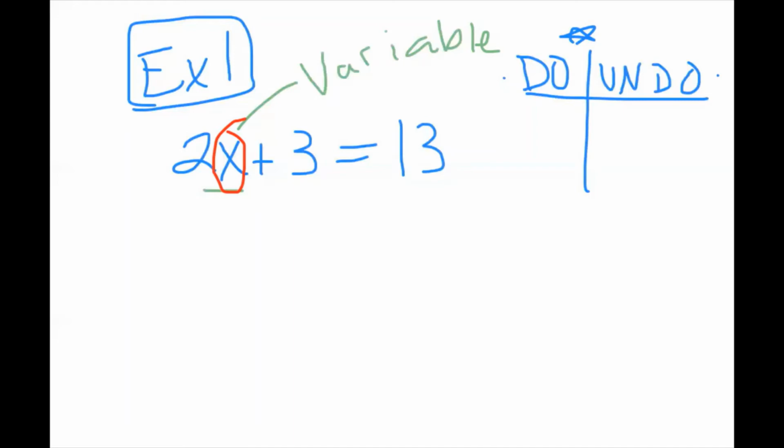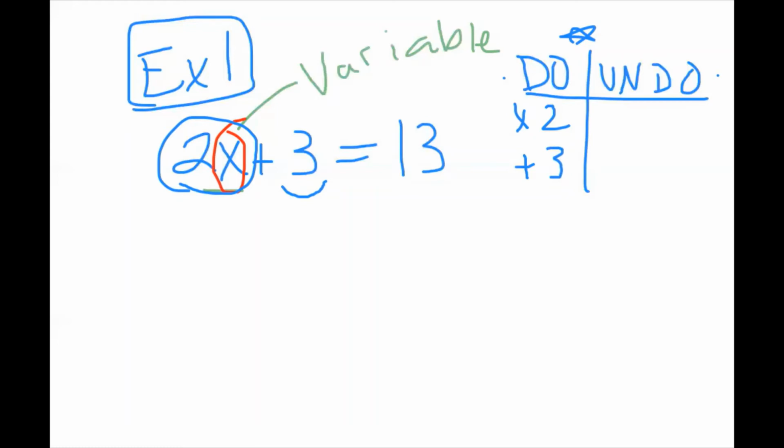So if you guys remember your order of operations, it looks like I'm multiplying by 2 first. So I'm going to write that in my do chart. The next thing that's happening, and I'm only concerned about the left side of the equation here, is that I'm adding 3, right? So I'm adding 3 to x, and that is the order that I'm doing things to x.